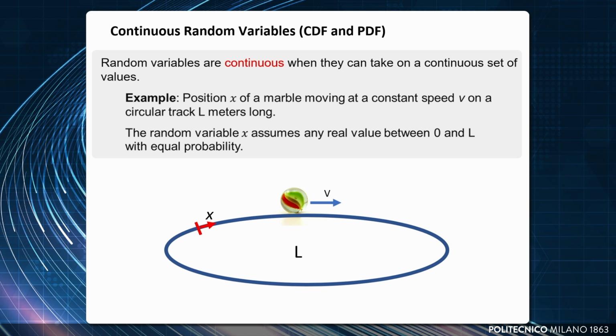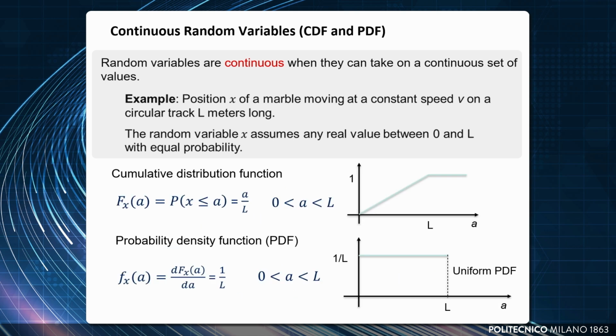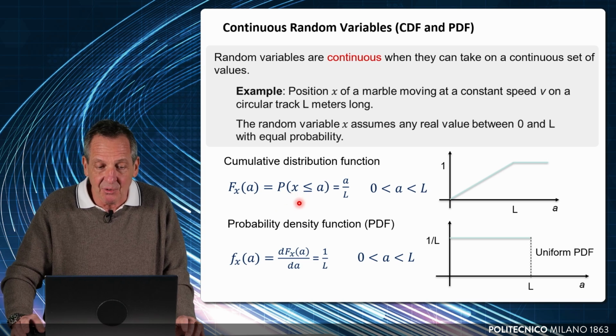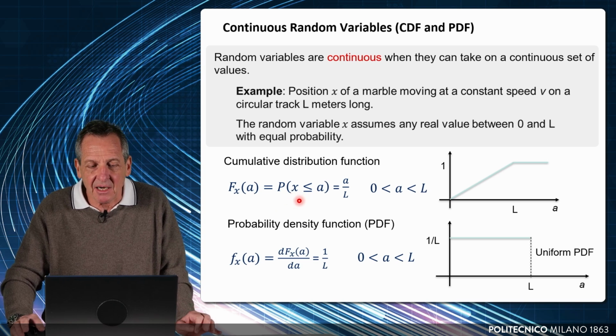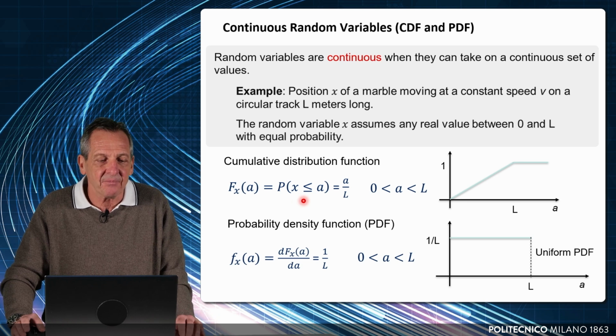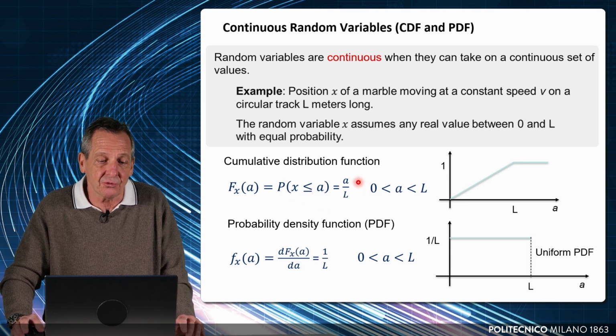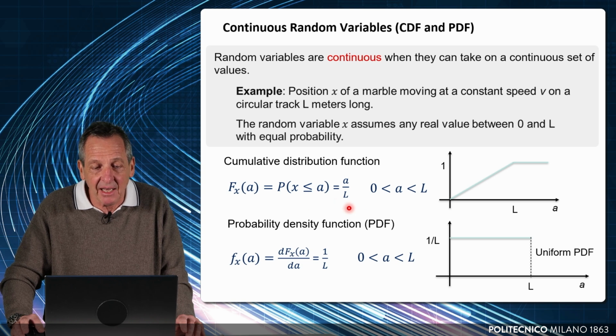Now, if we look at the cumulative probability function, that is the probability that the variable x, the position of the marble along the track, is less than a, well, this is proportional to a divided by capital L.